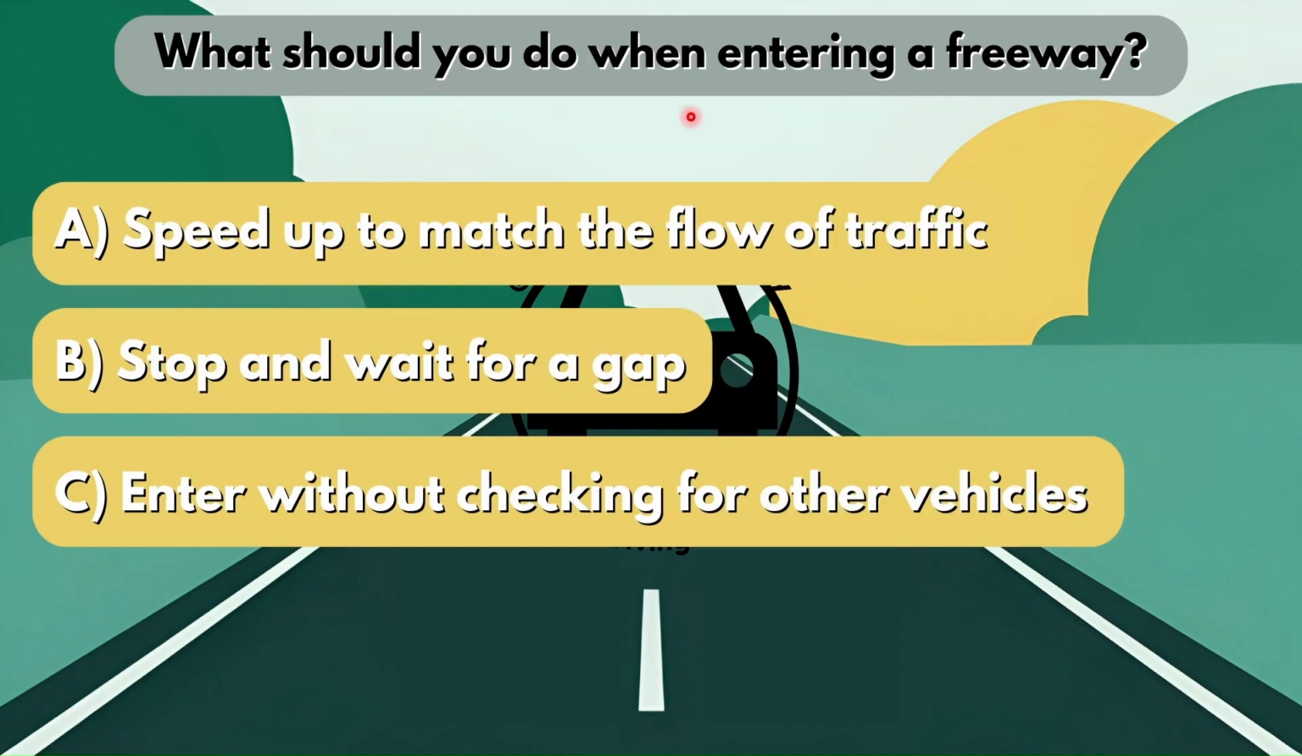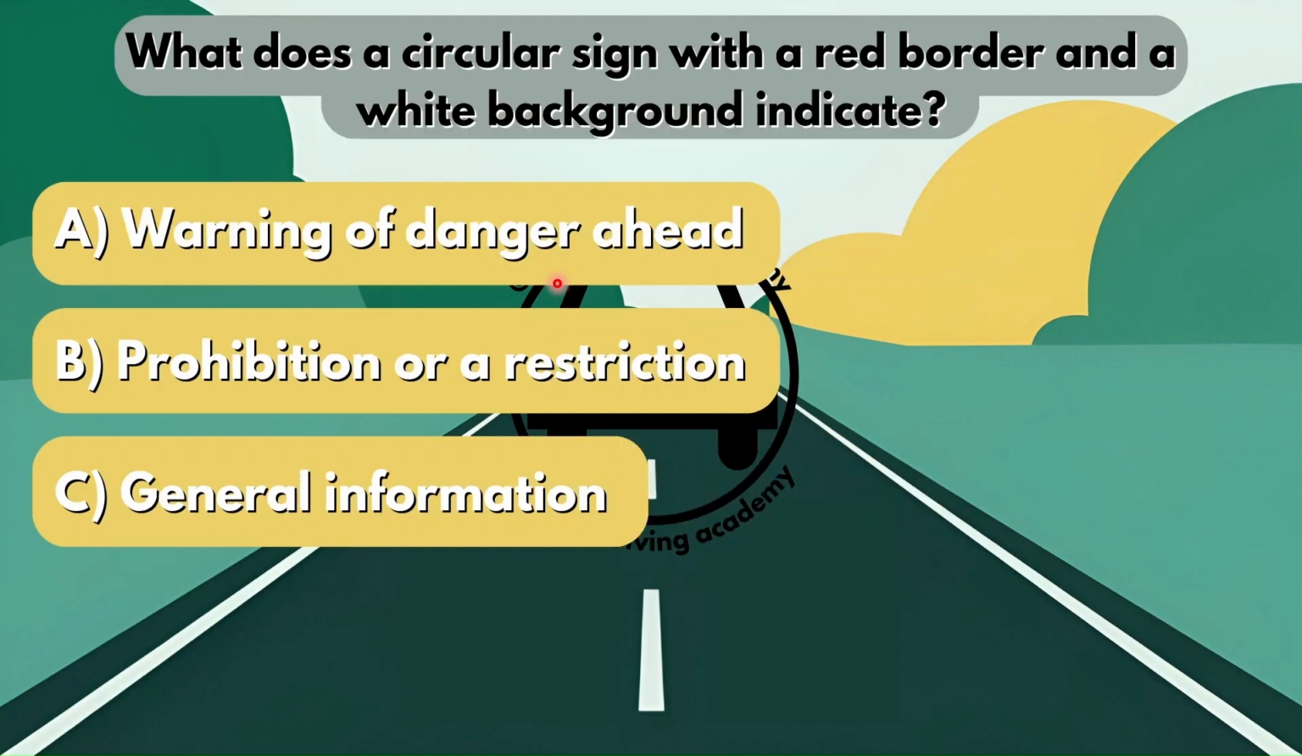So what should you do when entering a freeway? Is it option A, speed up to match the flow of traffic? Is it option B, stop and wait for a gap? Is it option C, enter without checking for other vehicles? The correct answer here would be option A. You're going to have to speed up to match the flow of traffic. Remember, they're not telling you to speed up and break the speed limit. They're telling you to speed up to match the flow of traffic.